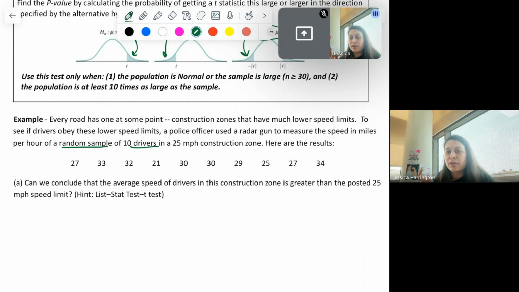So in the States, when there's a construction zone, they will put a new posted speed. So it might be like 45 miles an hour, but now there's construction, so you have to go, in this case, 25. So you have to slow down. And someone will stand there with a radar gun and catch your speed.